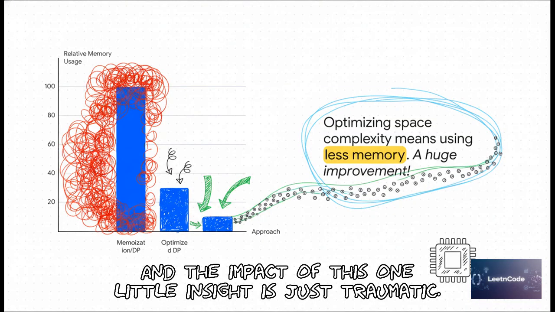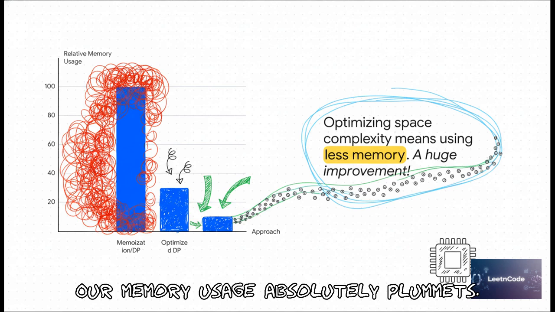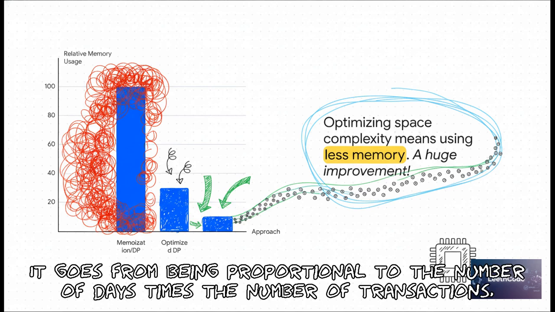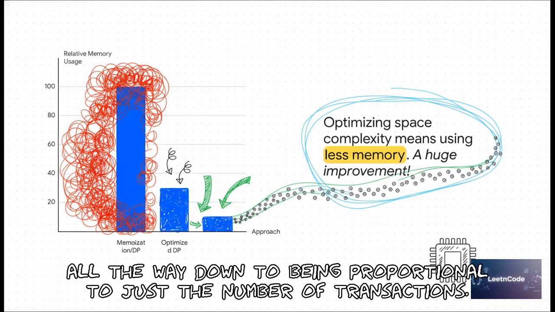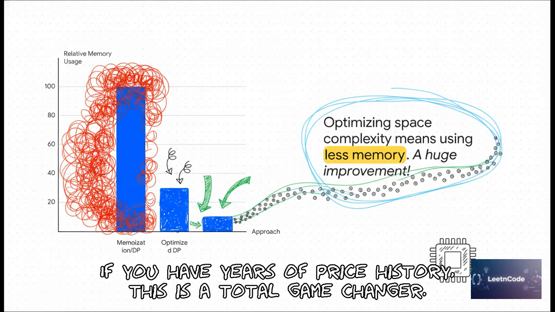And the impact of this one little insight is just dramatic. Our memory usage absolutely plummets. It goes from being proportional to the number of days times the number of transactions, all the way down to being proportional to just the number of transactions. If you have years of price history, this is a total game changer.